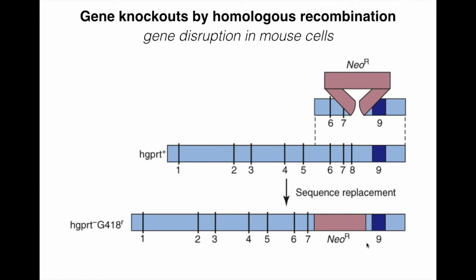But this doesn't help us in terms of knowing if there's random recombination occurring, because it's possible that this whole sequence could have inserted itself somewhere else. And so in order to deal with that, we have another mechanism called positive-negative selection.